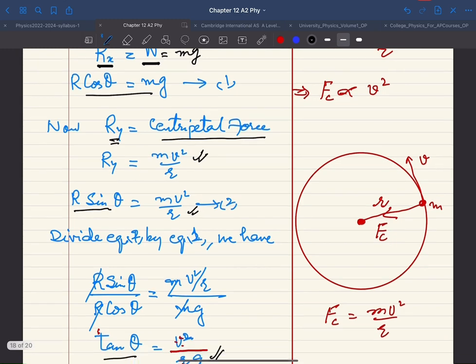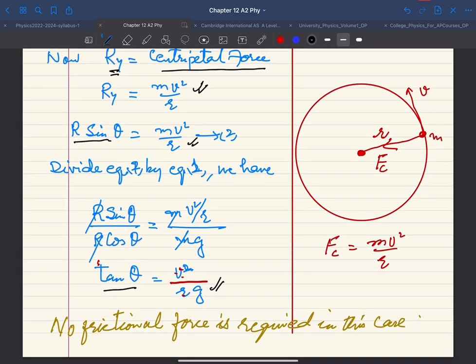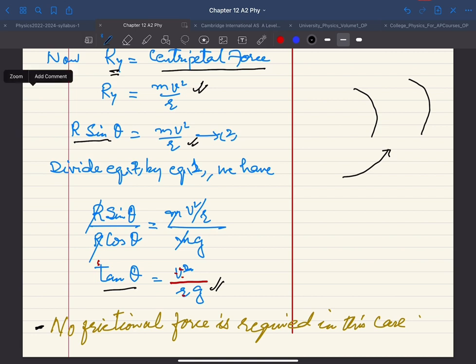Here we have to remember one point, that the frictional force is not required in this case. But here we have another very important point to remember: if you want to take a sharp turn on this banked road, then what will happen?